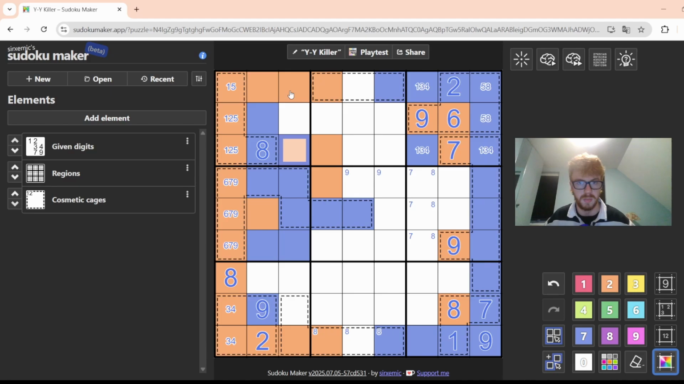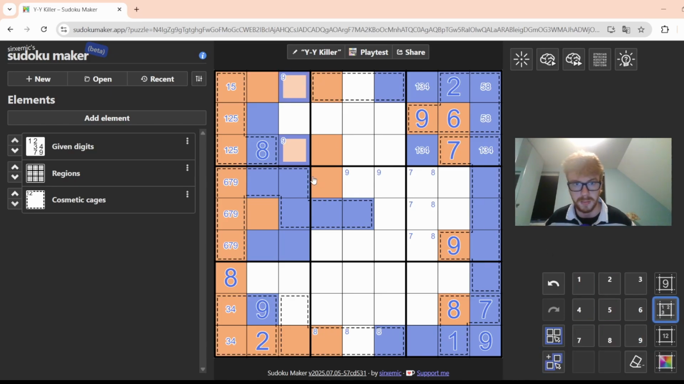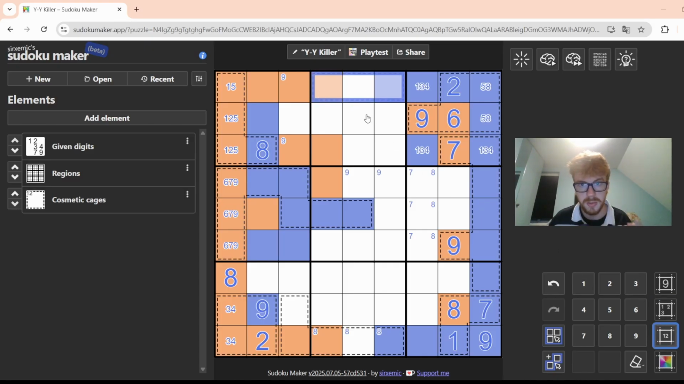The 9 is obviously in one of those, right? The 9 is in one of those. Can the 9 be within this cage? Then the other digits must sum to 9. Could it be 1/8? No, because then both of these are 5. Could it be 2/7? Could it be 3/6? And that's a 6.